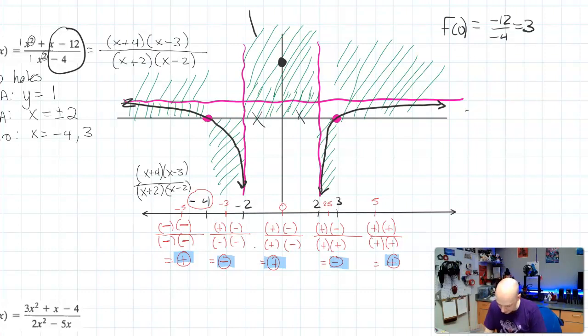So most likely, the graph does something like this, and maybe not quite symmetric. I don't know. It doesn't have to be perfectly symmetric. You could plot some other points if you wanted to. I think that's a pretty reasonable graph based on the evidence that we have.